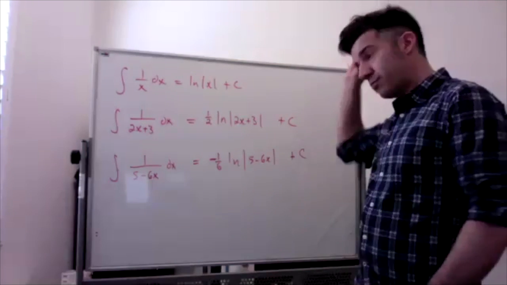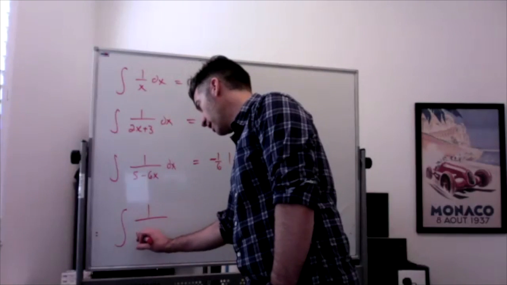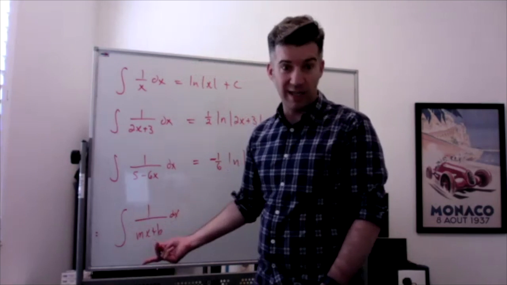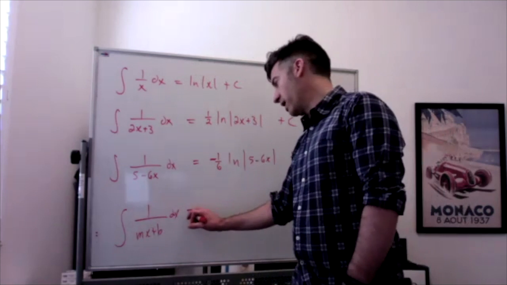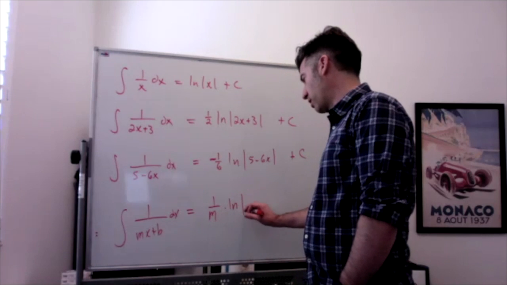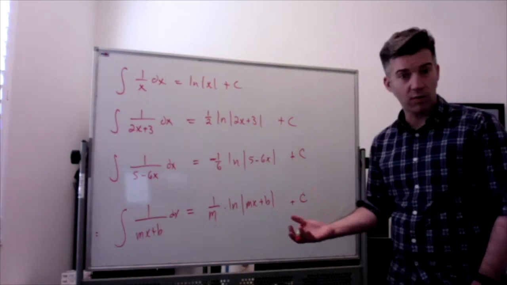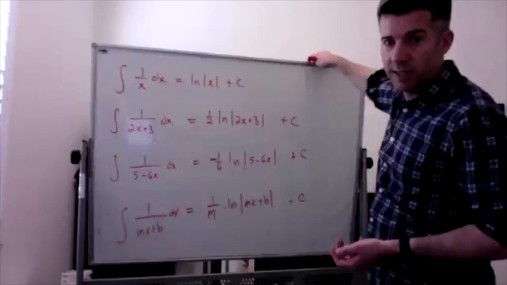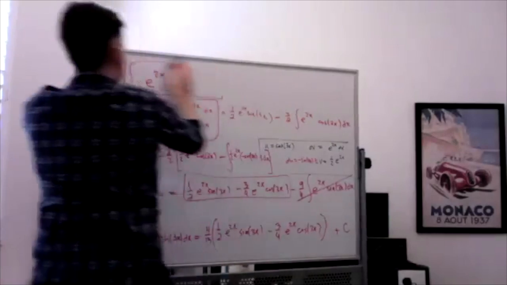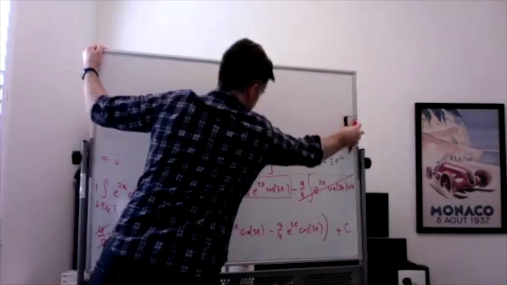Very generally, if you're integrating 1 over mx plus b, a linear function of x, your antiderivative is always going to be 1 over that slope times the natural log of the absolute value of mx plus b. Always works. All right, so let's get to the harder things here. Partial fractions, like many of our methods, is a way of making a complicated thing less complicated.